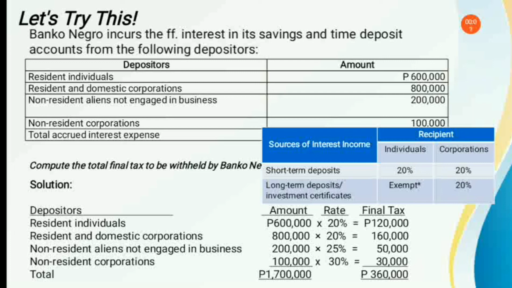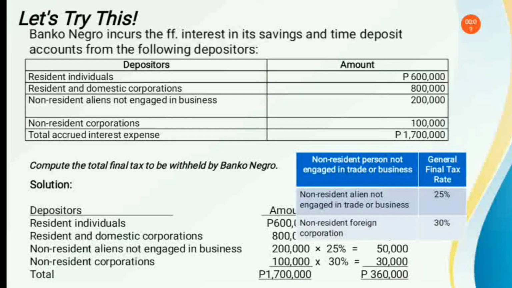Ayan, so for resident individuals, the corresponding final tax rate for them is 20%. So 20% multiplied by their interest income, which is 600,000 pesos. So the final tax is 120,000 pesos. And then for resident and domestic corporations, their corresponding final tax rate is also 20%. So 20% multiplied by their interest income, which is 800,000 pesos. So the final tax is 160,000 pesos.